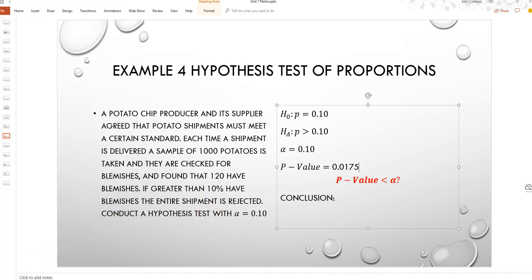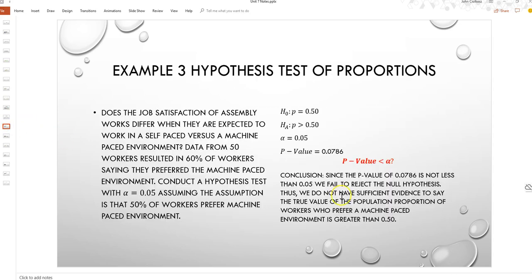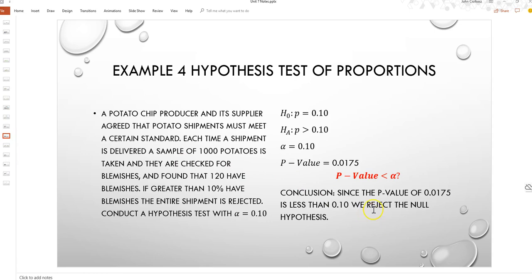So now it's conclusion time, right? We're looking at our p-value. Is that less than alpha? Hopefully we said yes, right? So in this case, yes, it is. So for our first part of the conclusion, since the p-value of 0.0175 is less than our alpha 0.10, we reject the null hypothesis. So that's our sentence one, right? So there's exactly two ways we can write sentence one. The last one we've seen here. So since the p-value of this is not less than this, we fail to reject. In this scenario, we said since the p-value of this is less than this, we reject the null hypothesis.